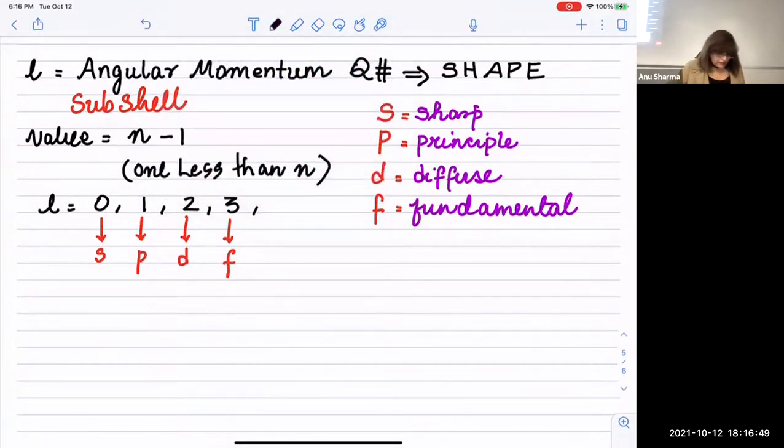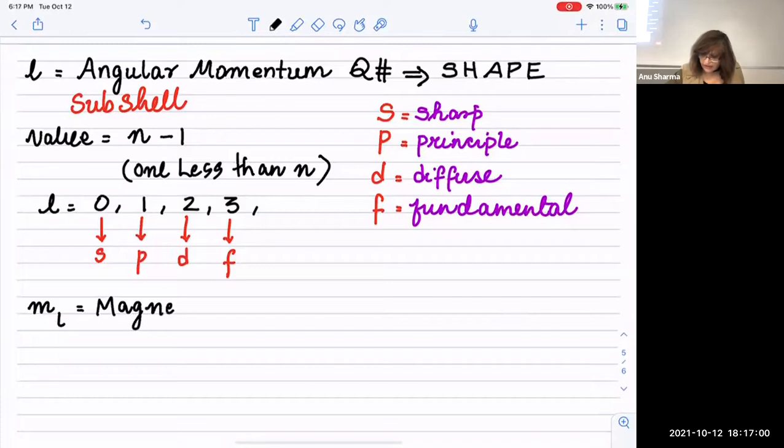Okay, that's fine. Then comes the ML. What does ML stand for? M is the magnetic quantum number. Magnetic, M-A-G-N-E-T-I-C, magnetic quantum number.